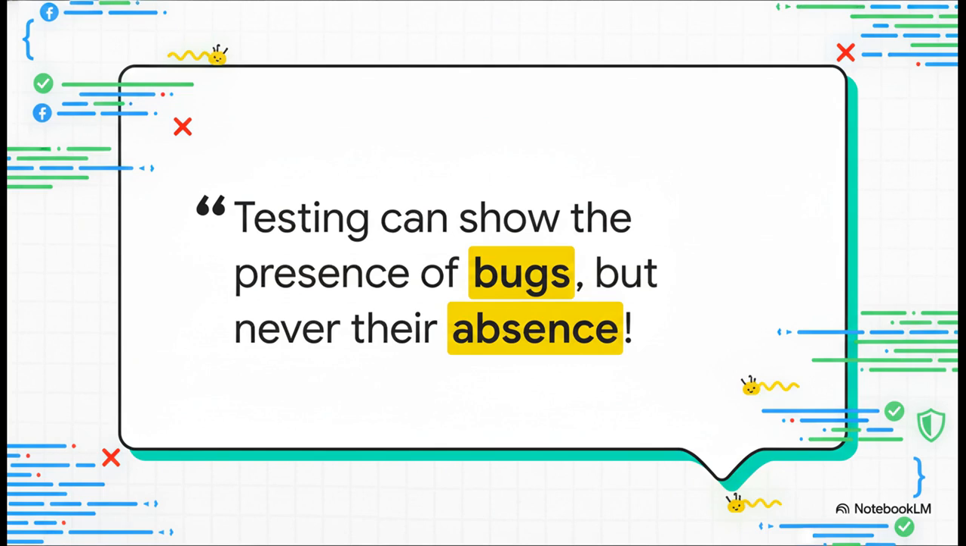Okay, so let's start with a really foundational idea from the absolute legend, computer scientist Edsger Dijkstra. He said, testing can show the presence of bugs, but never their absence. Now, that's not just some clever line. It's really the core philosophy of all testing. The goal isn't to prove something is perfect, because you can't. The real goal is to lower the risk, to find the really critical issues, and just to build confidence that the software works the way it's supposed to.